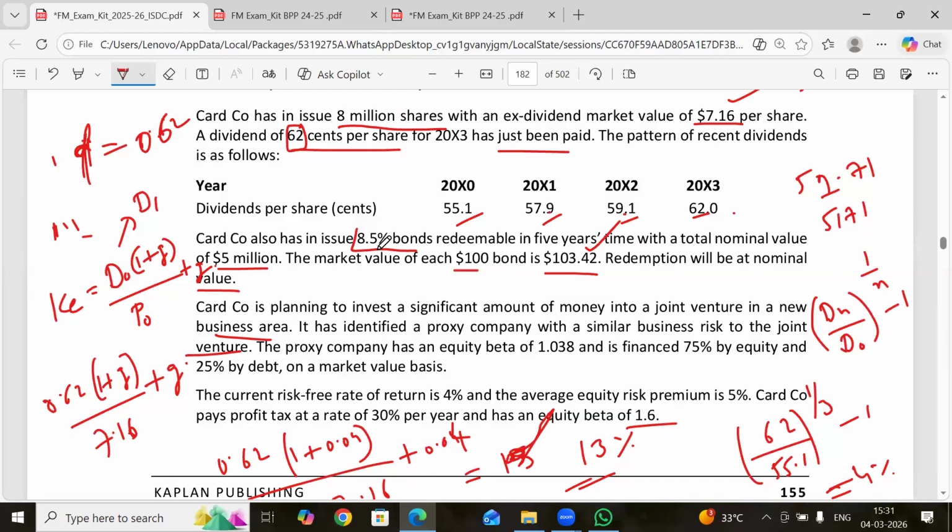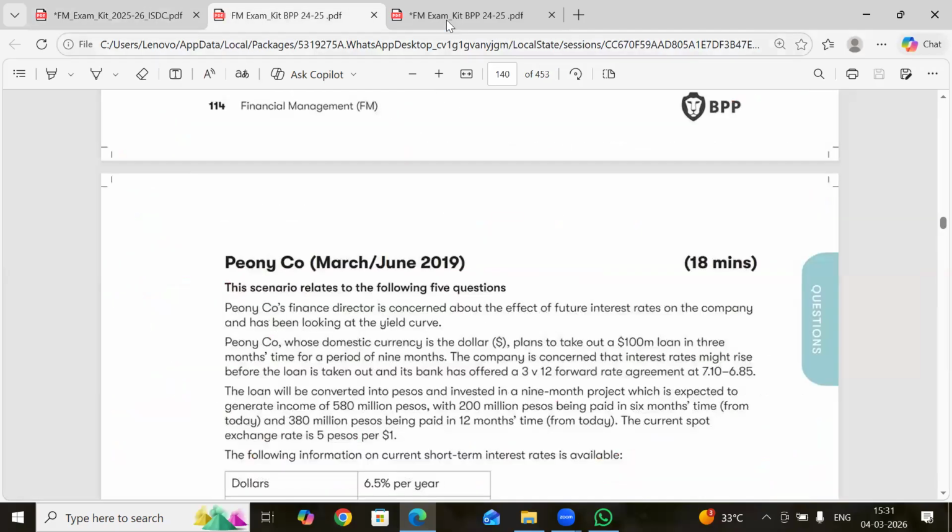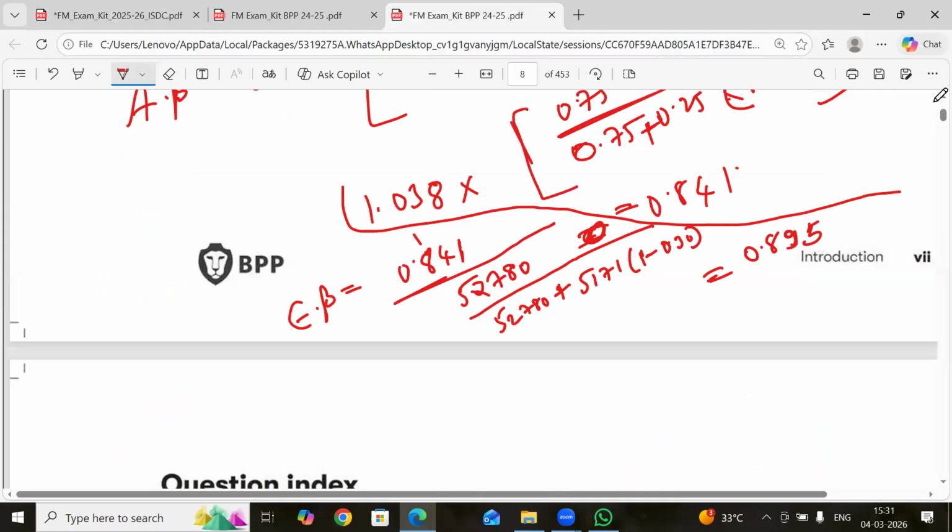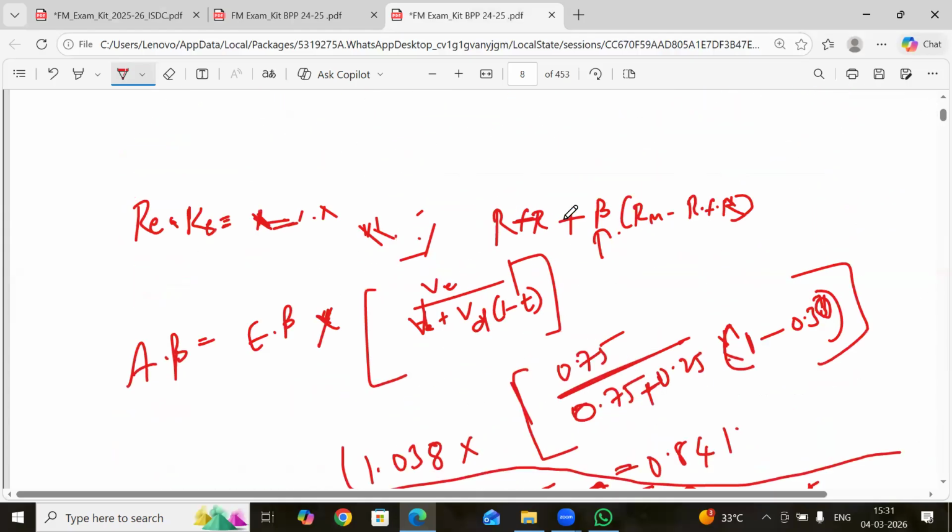If they use the CAPM model to find out the returns from that particular joint venture, the formula for CAPM is: expected return equals risk-free rate plus beta into market return minus risk-free rate. Everything is all right. The risk-free rate is given in the question. That is standard for every business.